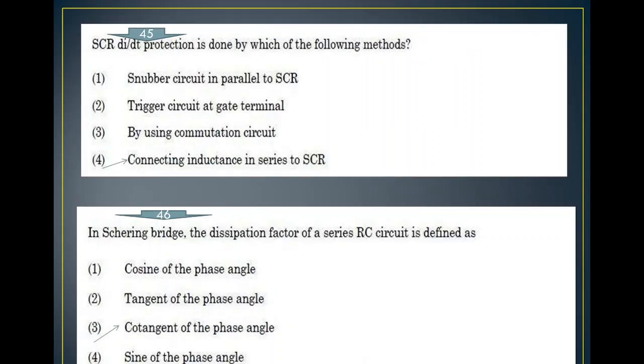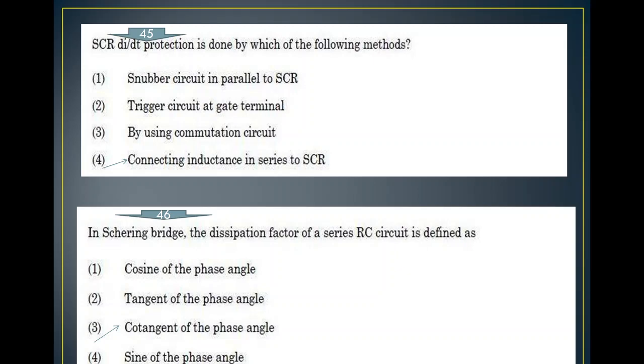Next question, question number 45. SCR di over dt protection is done by which of the following methods? Option first, snubber circuit in parallel to SCR. Option second, trigger circuit at the gate terminal. Option third, by using the commutation circuit. And option four, connecting inductance in series to SCR. And the correct answer is option 4, that is connecting inductance in series to SCR.